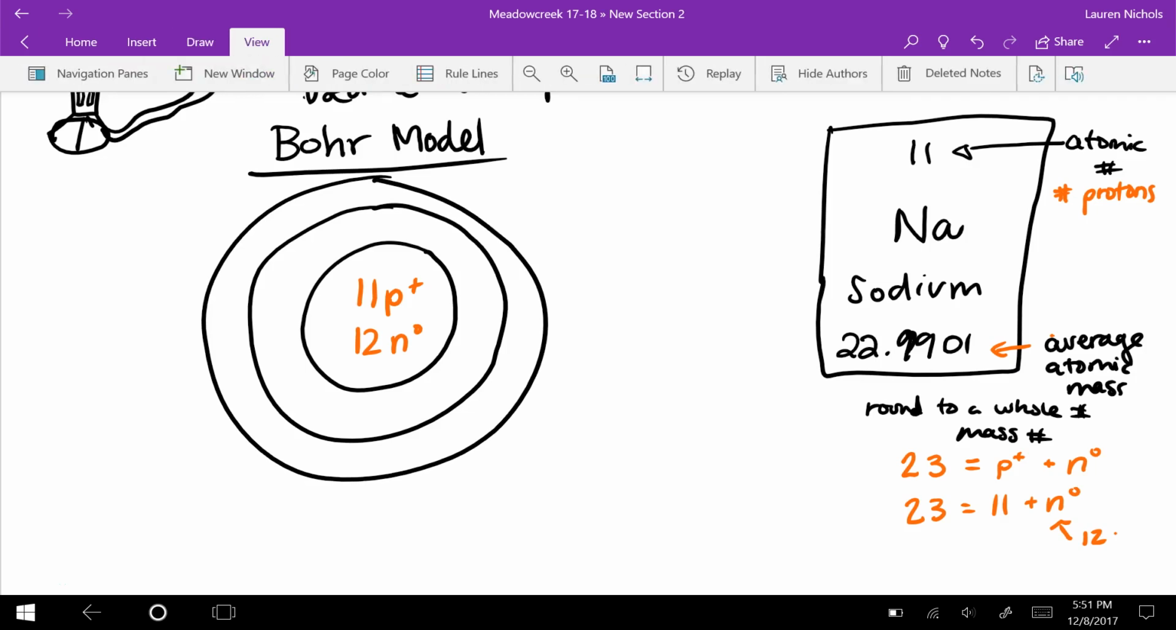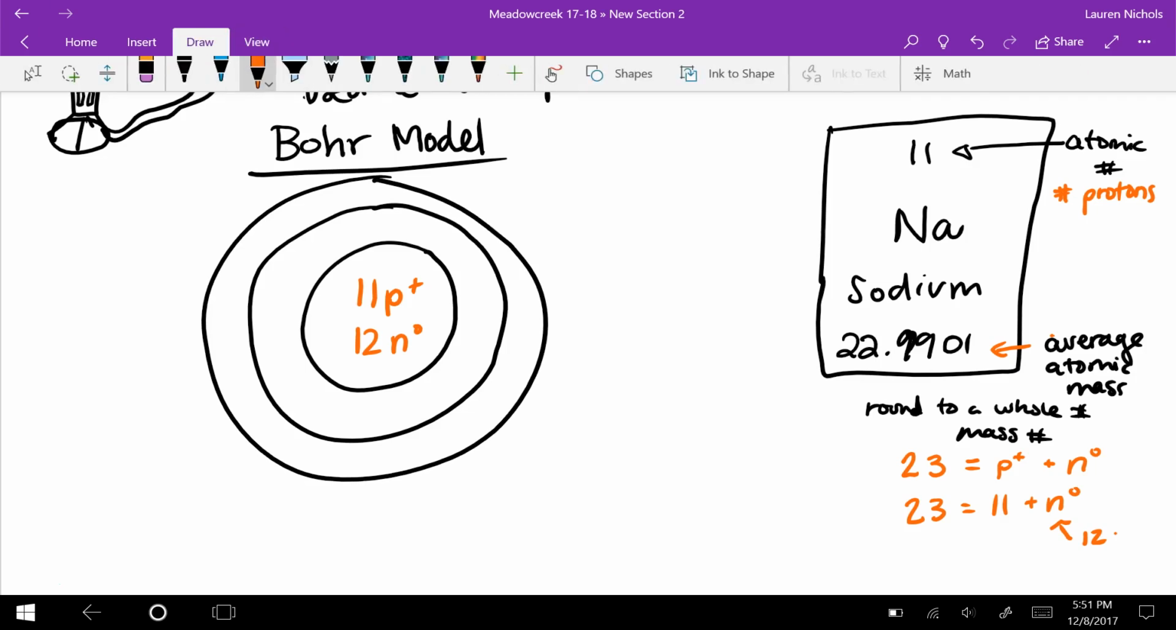Now, the key thing about this is that we know in a neutral atom, so just a normal atom of sodium, the number of protons is going to equal the number of electrons if it is neutral, meaning they overall do not have a charge. And so this tells us that I'm going to have 11 electrons. But I'm only going to draw one because that's the one I want us to focus on. So I'm going to draw this one electron.